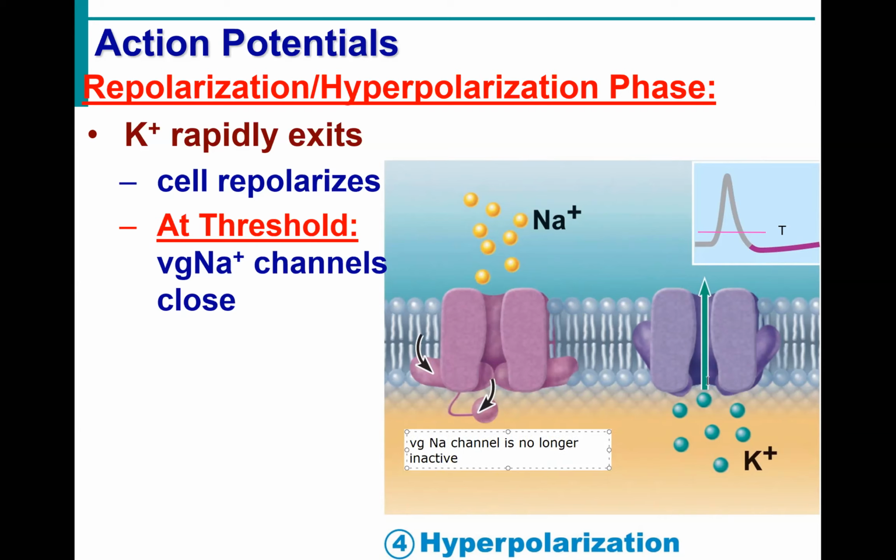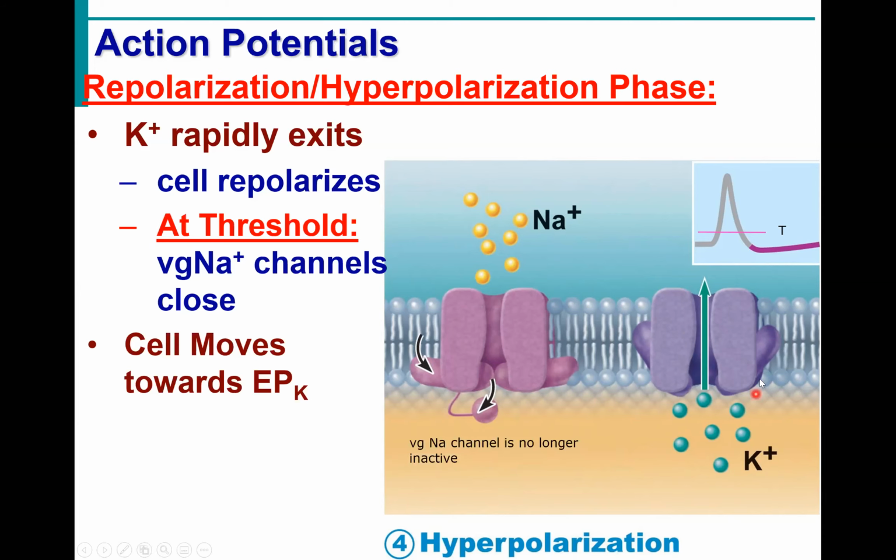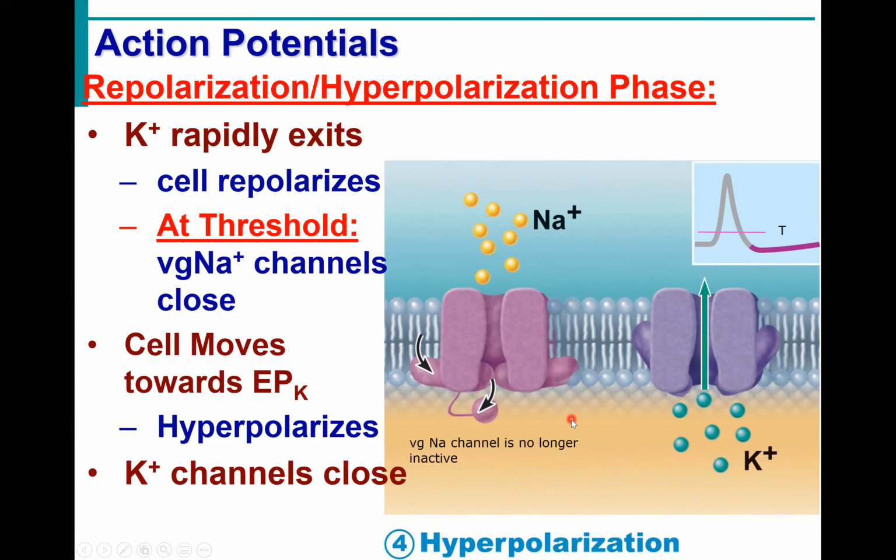But remember, potassium channels close much more slowly, so they stay open for a longer period of time. And so the cell keeps moving towards the equilibrium potential of potassium. The cell hyperpolarizes, and as we mentioned, we call that the undershoot. But eventually, with a delay, those potassium channels are going to close. And once they close, the cell uses pumps, the cell uses leak channels, and the cell goes back to its resting membrane potential.